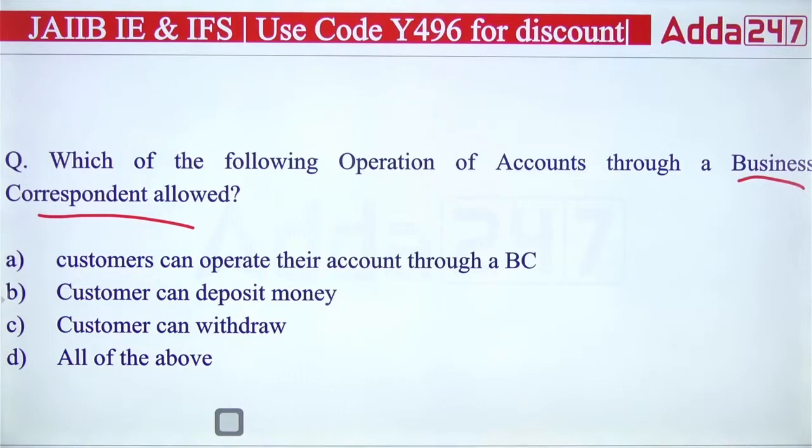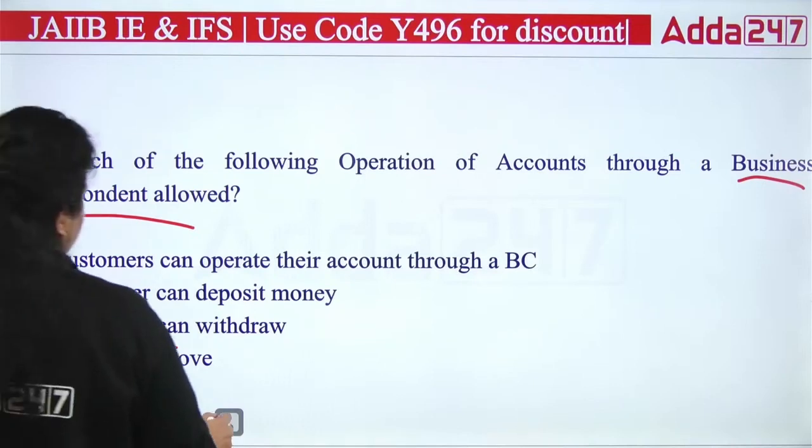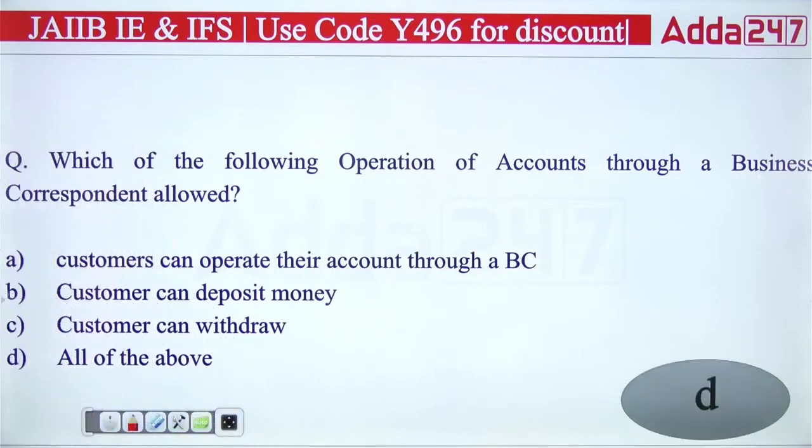And the right answer will be all of the above. So all are the functions that will be allowed to the business correspondent to be performed. So the right answer is D.